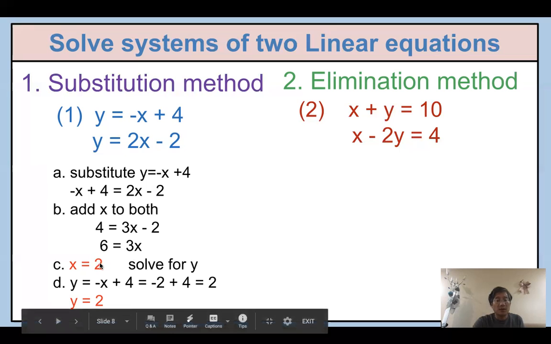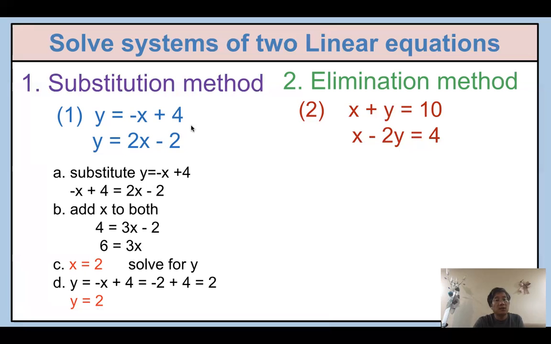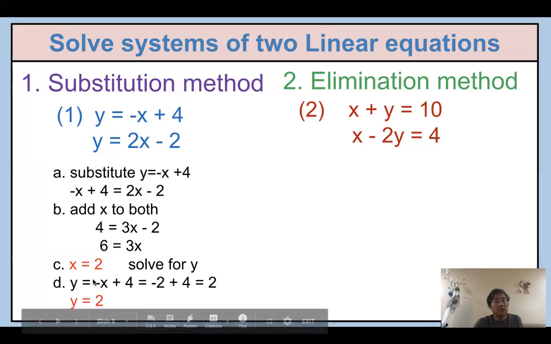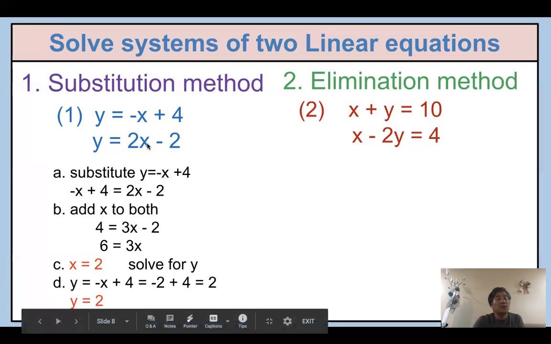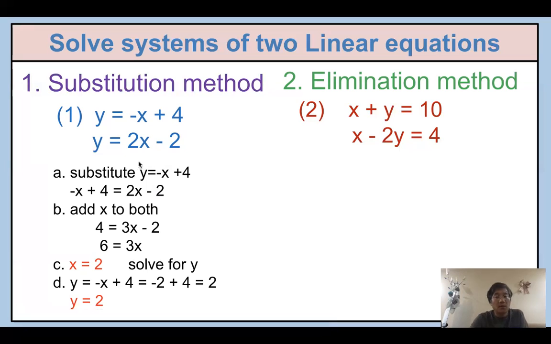Now, are we done? No, you are not done yet. You solved only for x. You need to find out what y is. But how do you find it? You have two equations, and you know x equals 2. Either one you plug into, both of them will give you the same answer anyway. So if I plug in here, negative 2 plus 4 is equal to 2. If you plug in here, 2 times 2 is 4, minus 2 is 2. Same answer, right? This is the substitution method.